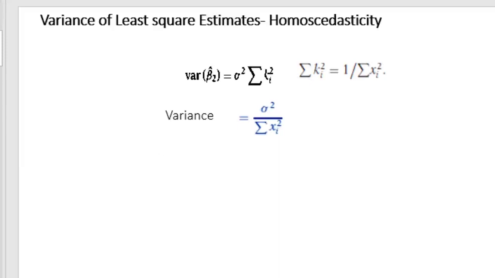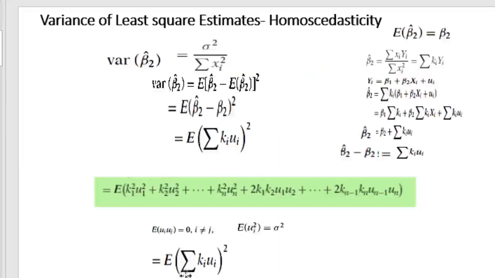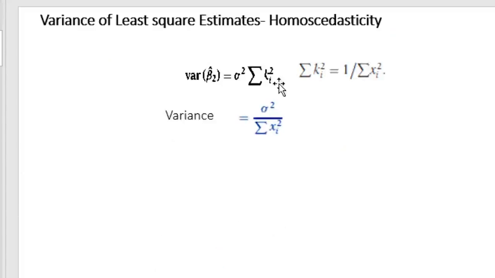Then expected value of this can be written as sigma ki square into expected value of ui square. This expected value of ui square is sigma square. Then this can be written as sigma square and sigma ki square. Sigma ki square equal to 1 by sigma xi square. Then the variance equals sigma square by sigma xi square. This is the variance of least square estimators when the homoscedasticity assumption is followed.